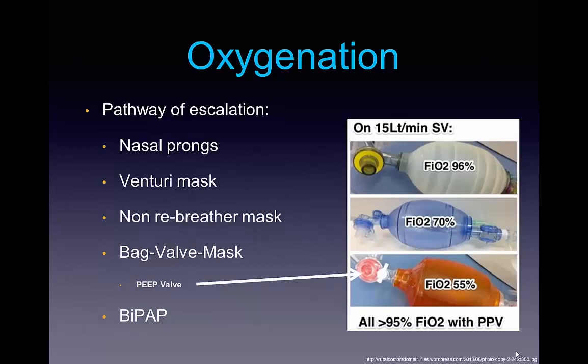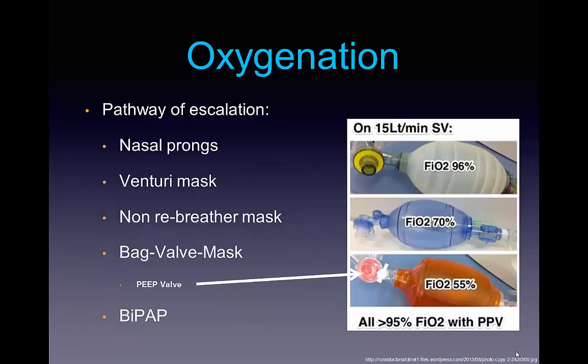Venturi masks work on an entrainment of air perspective. These are the masks that you see with little colored adapters in the bottom. They require a certain back-end flow put on that adapter to deliver a particular FiO2. Both nasal prongs and Venturi masks as sole oxygenation modalities are not sufficient for pre-intubation.